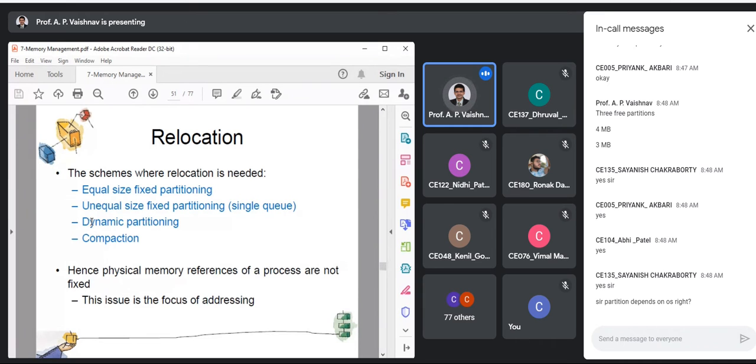Partition depends on OS, definitely. And it depends upon memory size also, right? Because what kind of memory arrangement you are having, right? That also decides this factor, right?